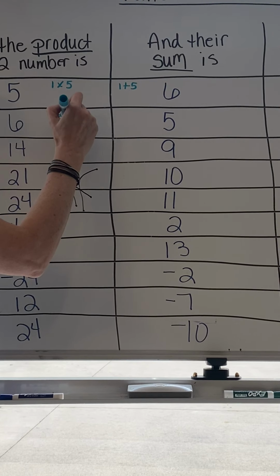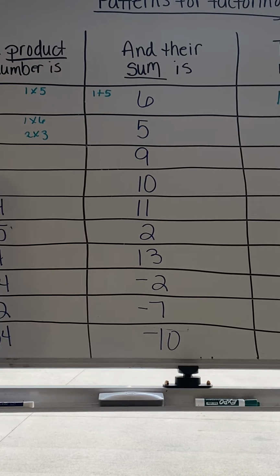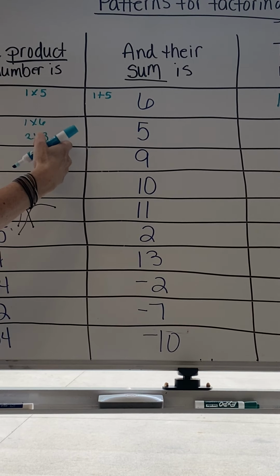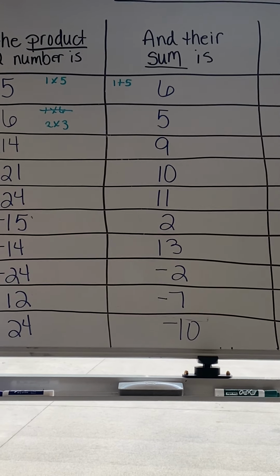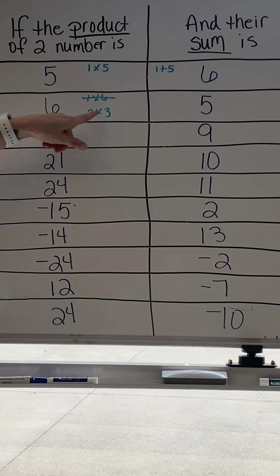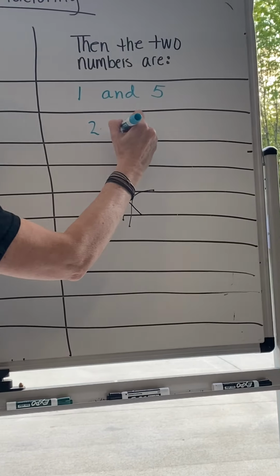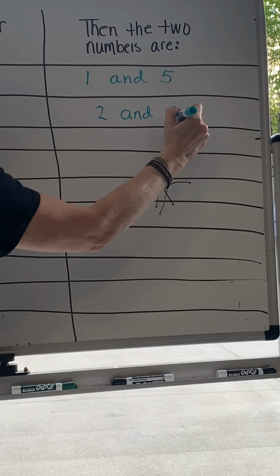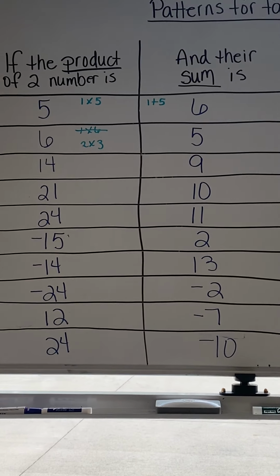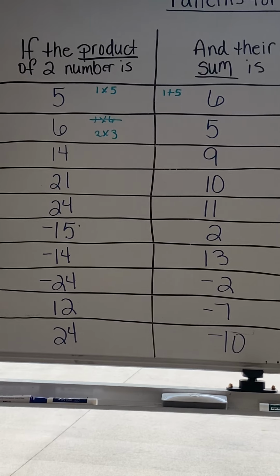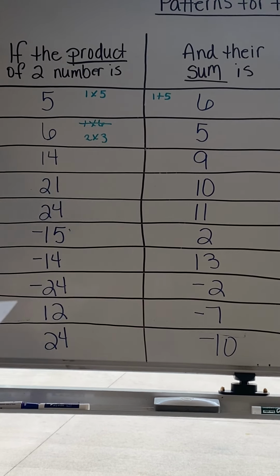You have 1 times 6 and you have 2 times 3. They both equal 6 when you multiply them, but you need to decide which two of these numbers also has a sum of 5. 1 times 6 doesn't have a sum of 5. So the two factors that we are working with in this one are 2 and 3. 2 plus 3 is 5, and 2 times 3 is 6. So again, you're trying to brainstorm and come up with two numbers that give you a sum of this and a product of that.